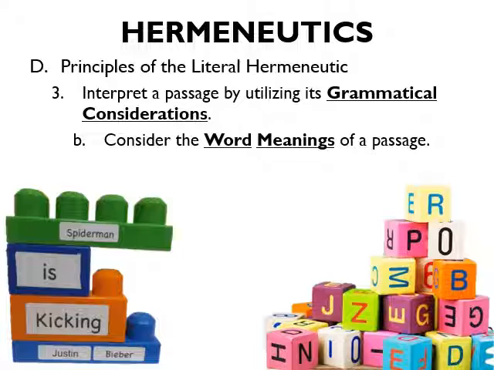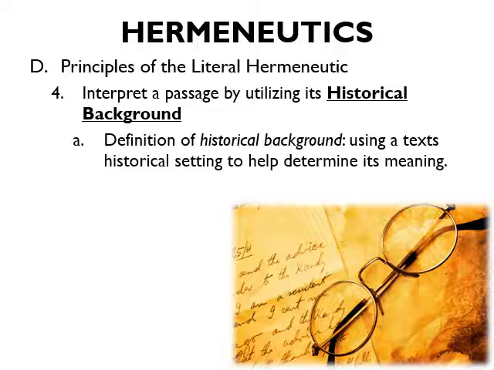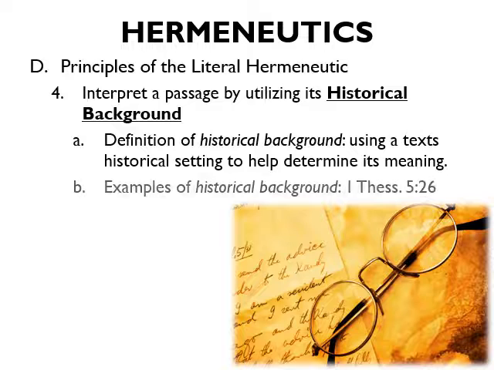Now let's move on to the fourth principle. Interpret a passage by utilizing its historical background. What's the definition of historical background? It's using a text's historical setting to help determine its meaning. A great example of that can be found in 1 Thessalonians 5:26. Let's look at 1 Thessalonians 5:26 real quick.